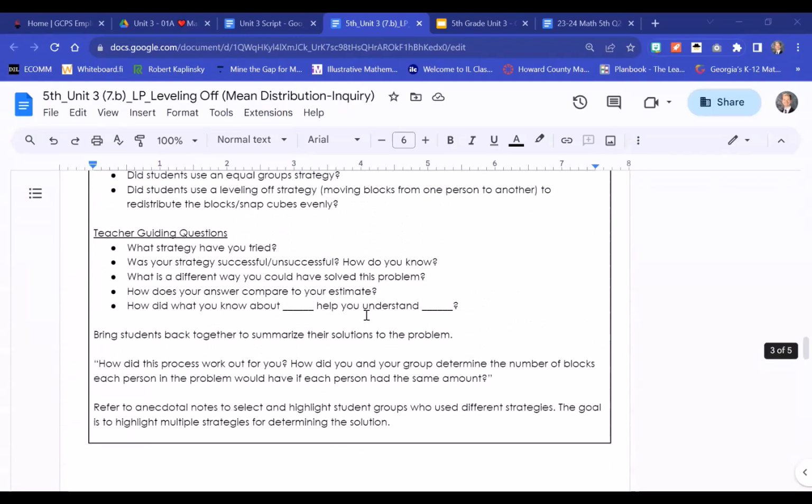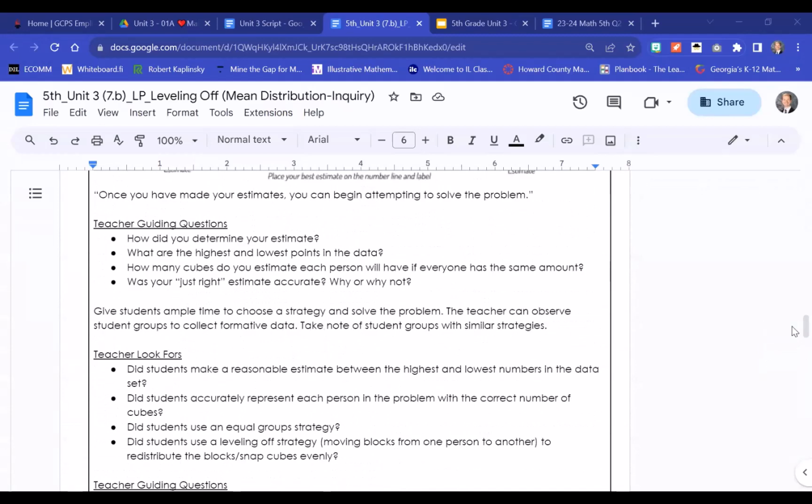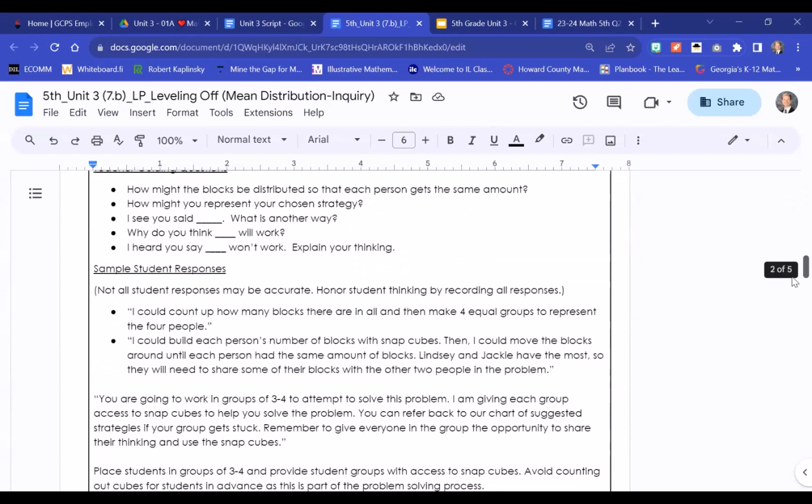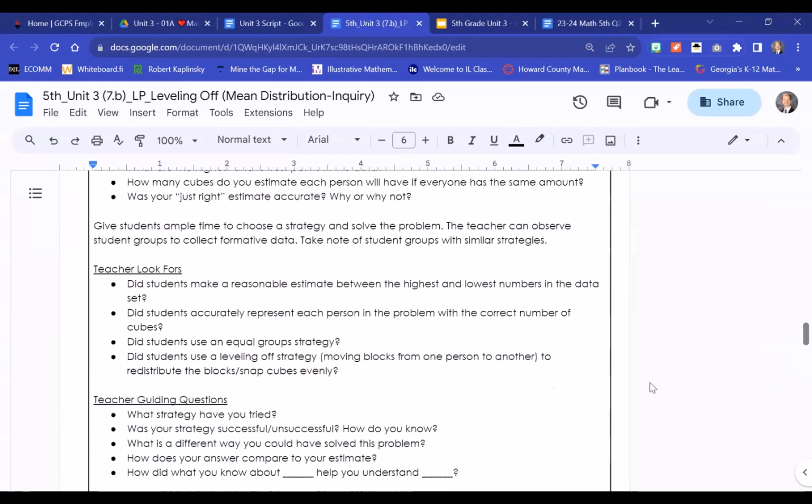So collecting formative data in a lesson like this is a little bit different. It's not necessarily so much like an exit ticket or a paper-pencil formative assessment. You're really using some anecdotal notes centered around those look-fors. So knowing those look-fors in advance helps you hone in on what your formative data collection could look like.